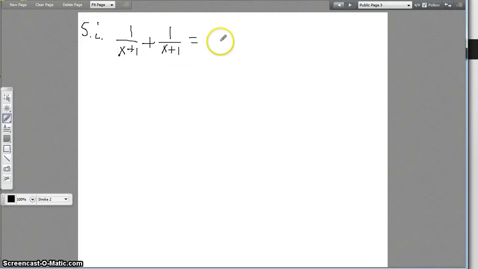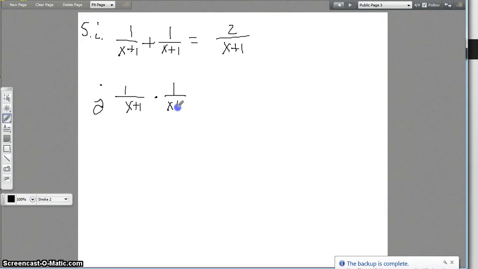Now we have a common denominator here, so that makes this a really easy problem because we just have to add our numerators. 1 plus 1 is 2, and we're done. There's nothing more to do there. So now we'll look at part J, which is those same fractions, 1 over x plus 1 times 1 over x plus 1. I hit the wrong button again.